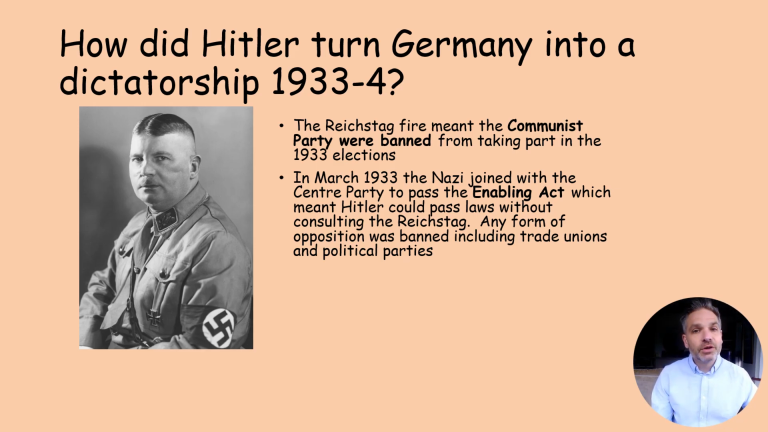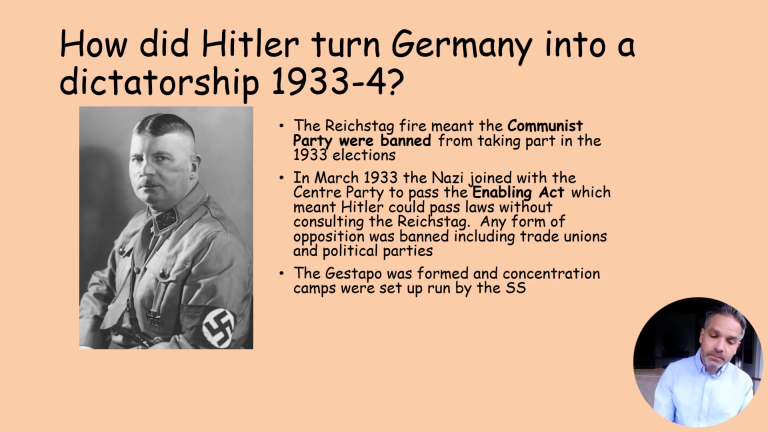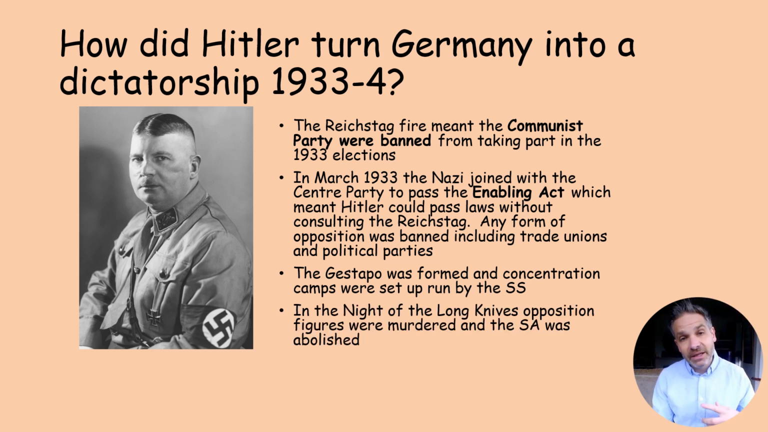He then begins the process of banning trade unions, political parties, and increasing the police state effectively. How does that police state work? We'll come back to it later, but effectively the use of the secret police, the Gestapo and the SS, and we begin to see the use of concentration camps here for political prisoners.